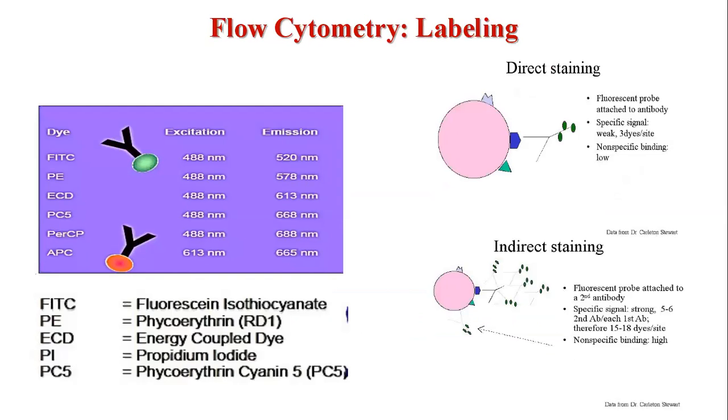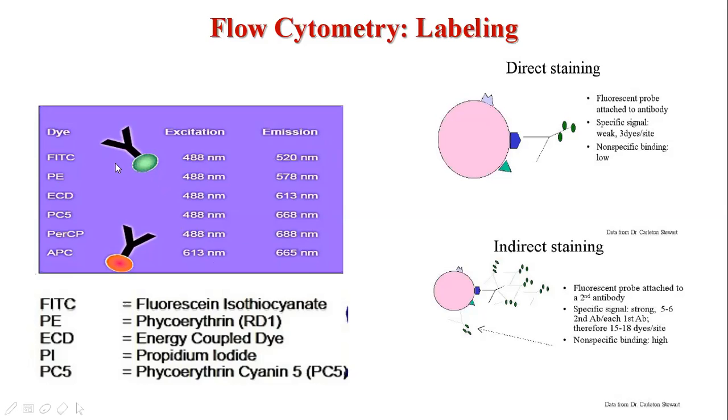And here are the fluorophores we can use. Different types of fluorophores can be used. Say fluorescein isothiocyanate is a green color fluorophore. It has the excitation 488 and the emission 520. Then phycoerythrin, energy coupled dye. Then here also phycocyanin, then propidium iodide, PI you can use, and then phycoerythrin cyanin 5, PC5 you can also use. There are some other kinds of fluorophores also, and their respective excitation wavelength and emission wavelength are listed here.